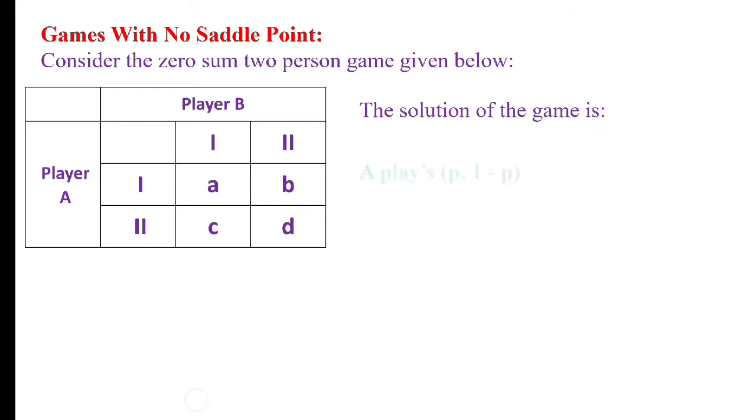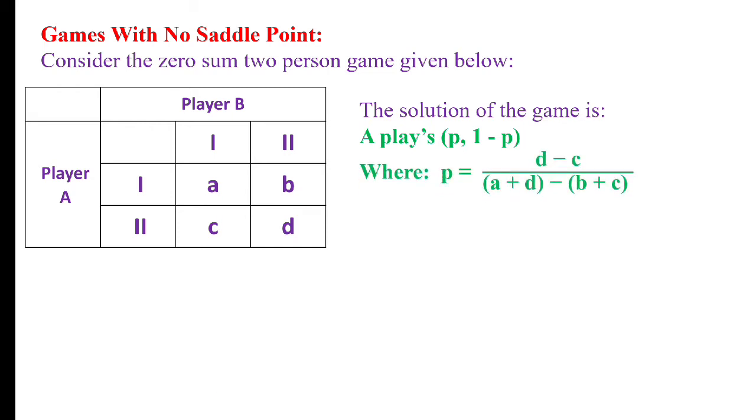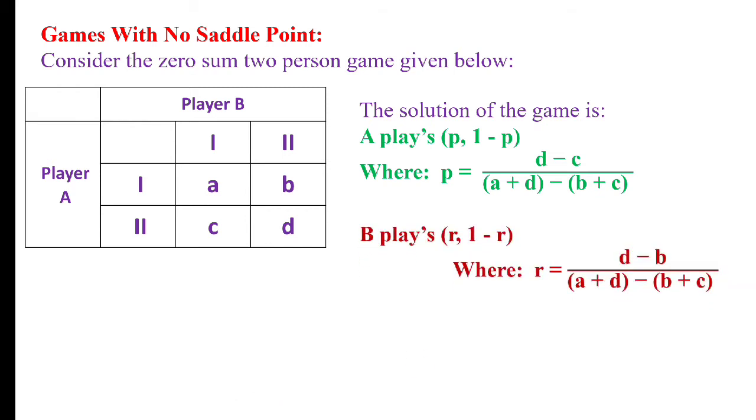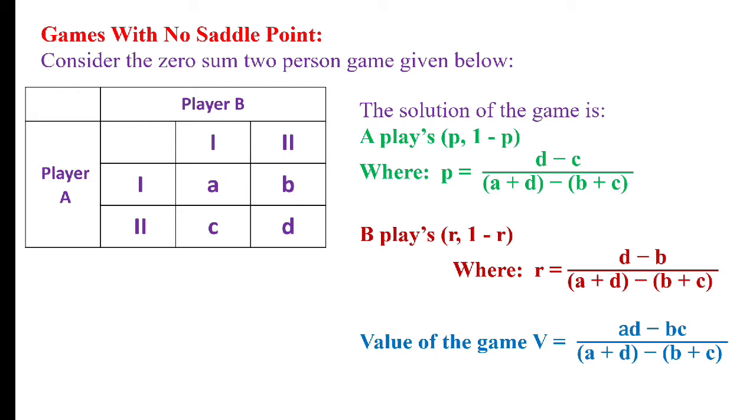The solution of the game will be found as follows. A plays P, 1 minus P, where P equals (D minus C) divided by (A plus D minus B plus C). Then B plays R, 1 minus R, where R equals (D minus B) divided by (A plus D minus B plus C). Then we come to the value of the game: (AD minus BC) divided by (A plus D minus B plus C). The denominator for all three formulas is the same. Only the numerator we need to remember. That is the way we need to calculate.